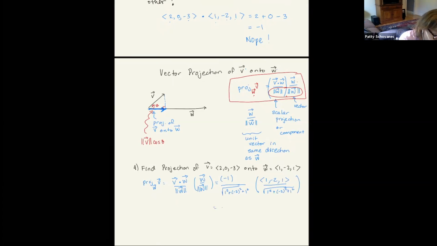And so I have a -1. This number is 4, 5, 6. Square root of 6 times the square root of 6 is just 6. You can leave your answer here, or you can distribute the -1/6 through. -2/6 is the same as 1/3, and then another -1/6.